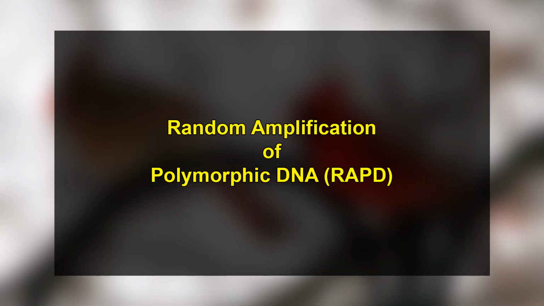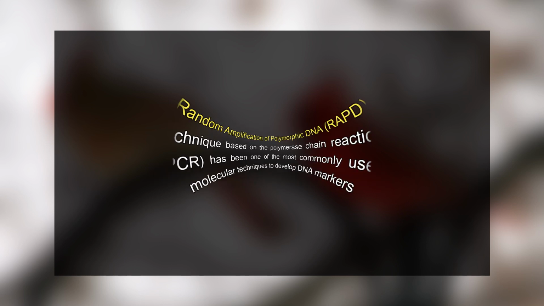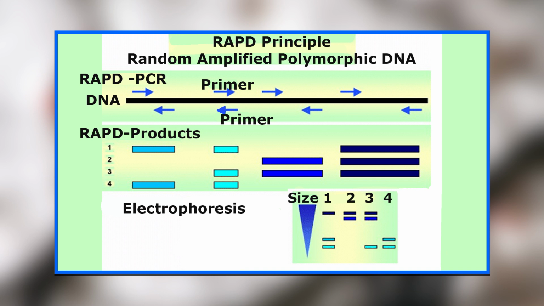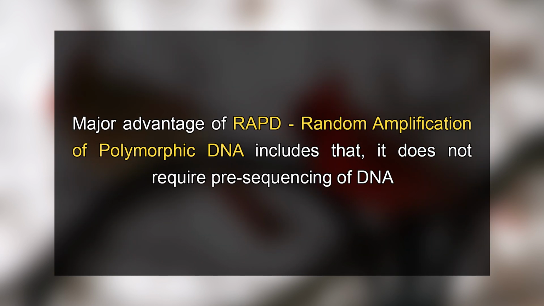Dear students, let's now discuss the random amplification of polymorphic DNA, or RAPD. In the last decade, the RAPD technique based on the polymerase chain reaction has been one of the most commonly used molecular techniques to develop DNA markers. The RAPD technology provides a quick and efficient screen for DNA sequence based polymorphism at a very large number of loci. The major advantage of RAPD is that it does not require pre-sequencing of DNA.